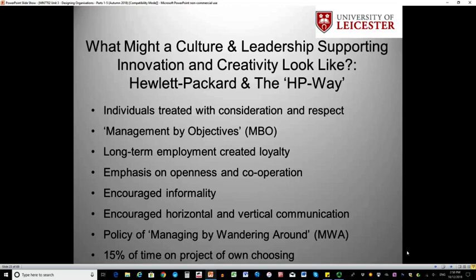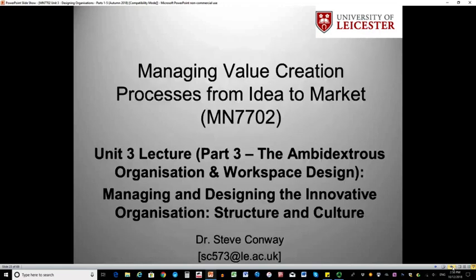So that's what an innovative structure and culture and leadership might look like in a company. So you might want to reflect on how this looks like in your own organisation and how it might be different. Okay, that's the end of part 2.